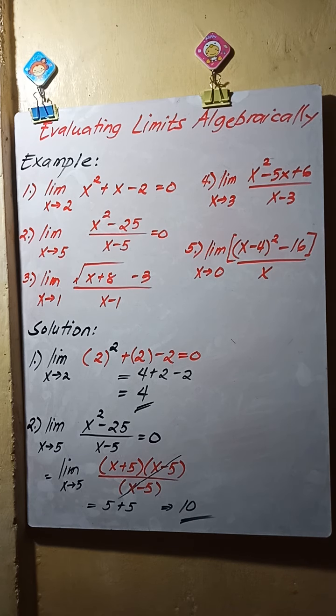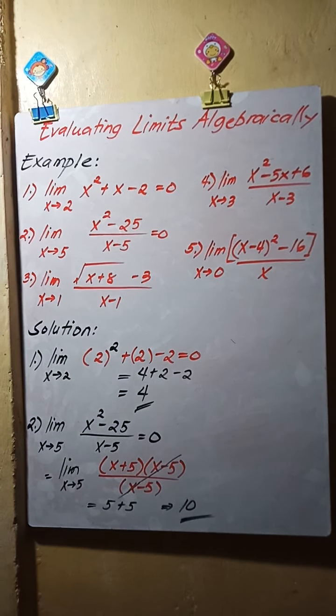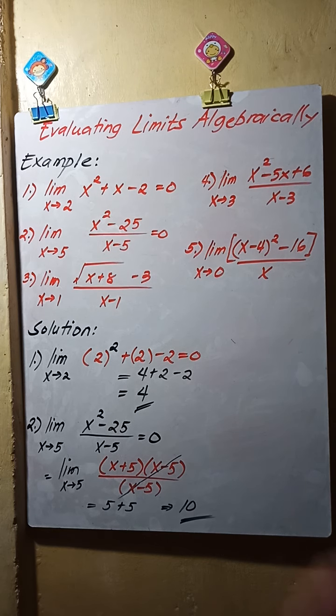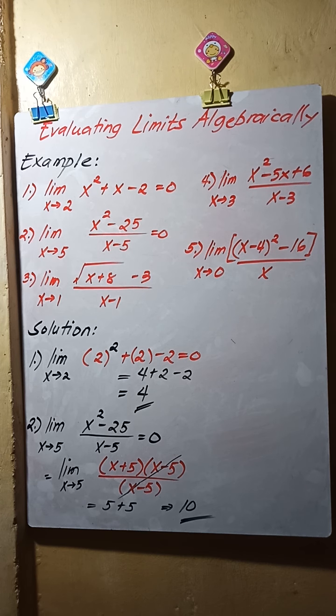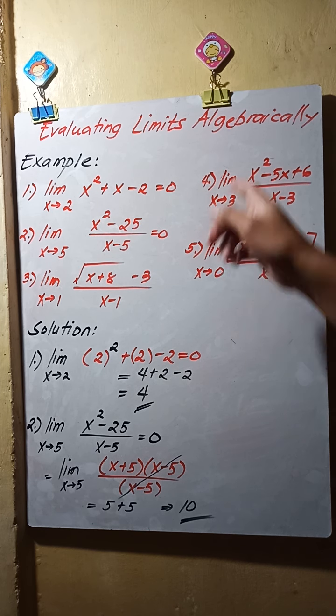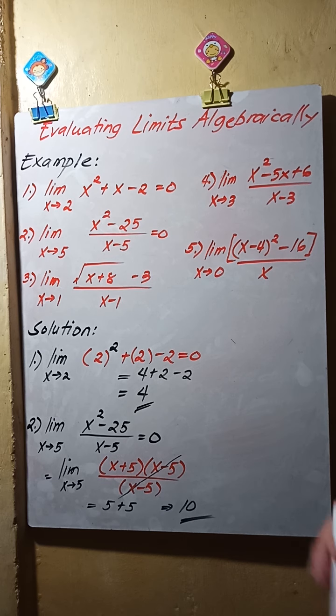Una, kapag polynomial function, direct substitute lang tayo. Halimbawa, number 1, that is a polynomial function, that is automatic direct substitute whatever the values, no? Kung ano yung value natin ng x. Dito sa number 2, 3, 4, and 5, pag nag-evaluate tayo ng ganitong mga equation na to, bawal tayong mag-direct substitute kaagad. Bakit?